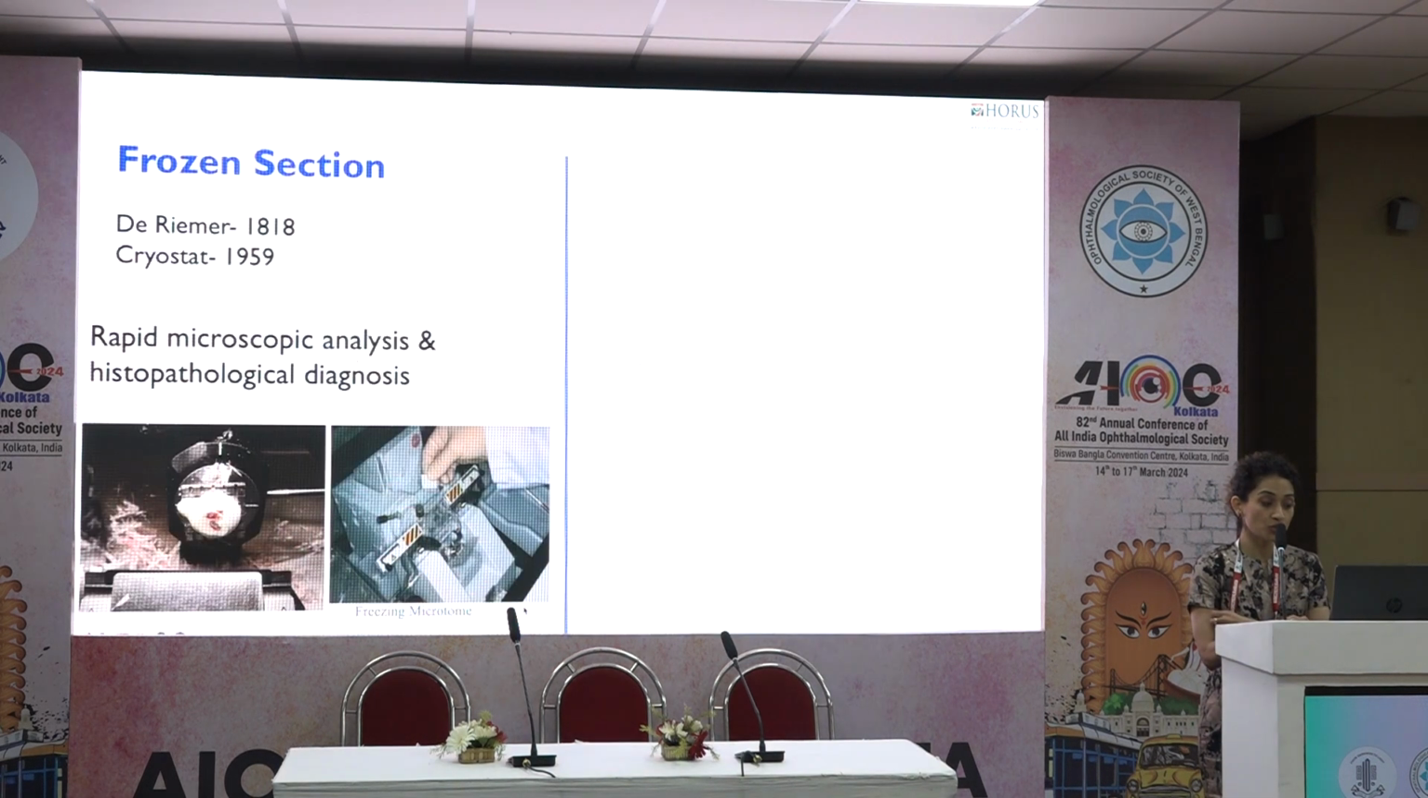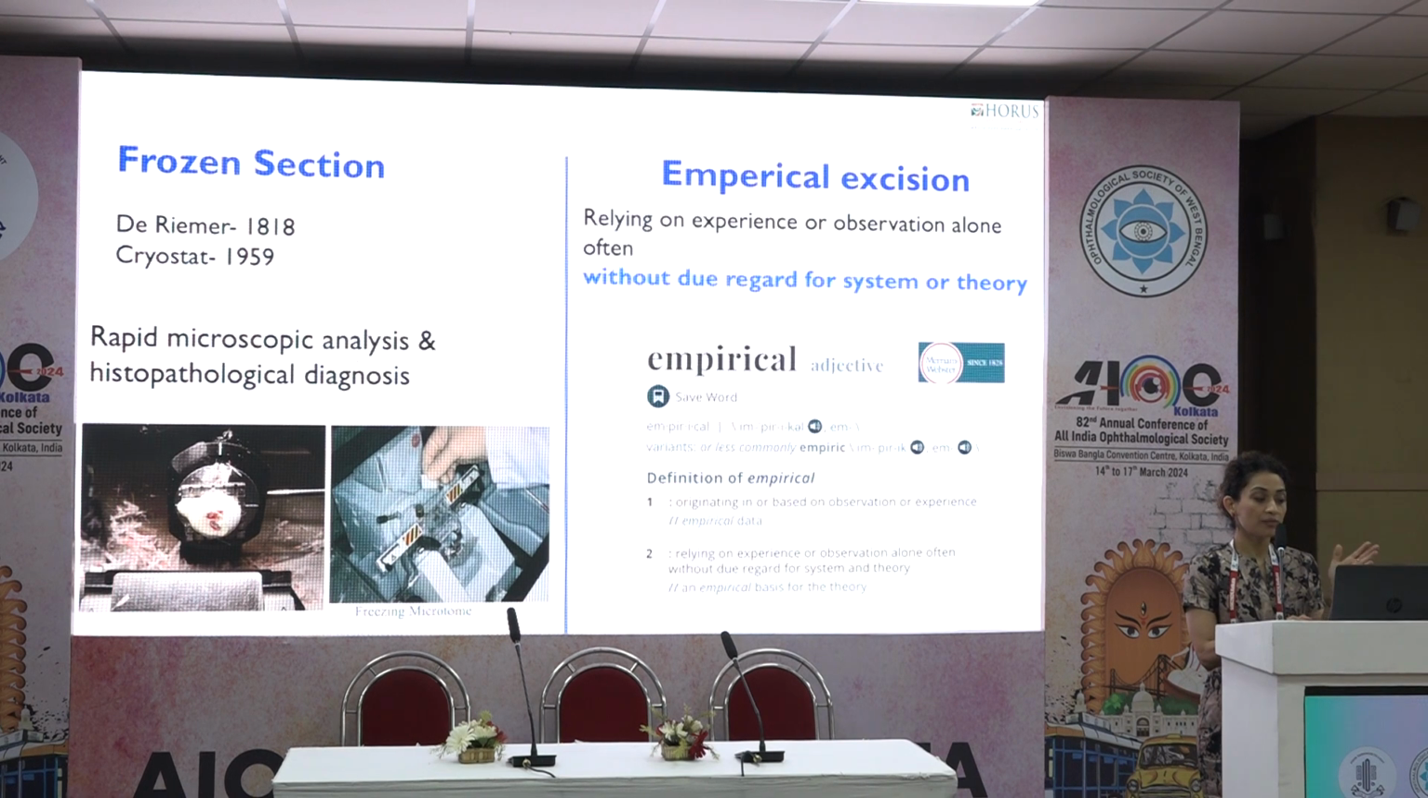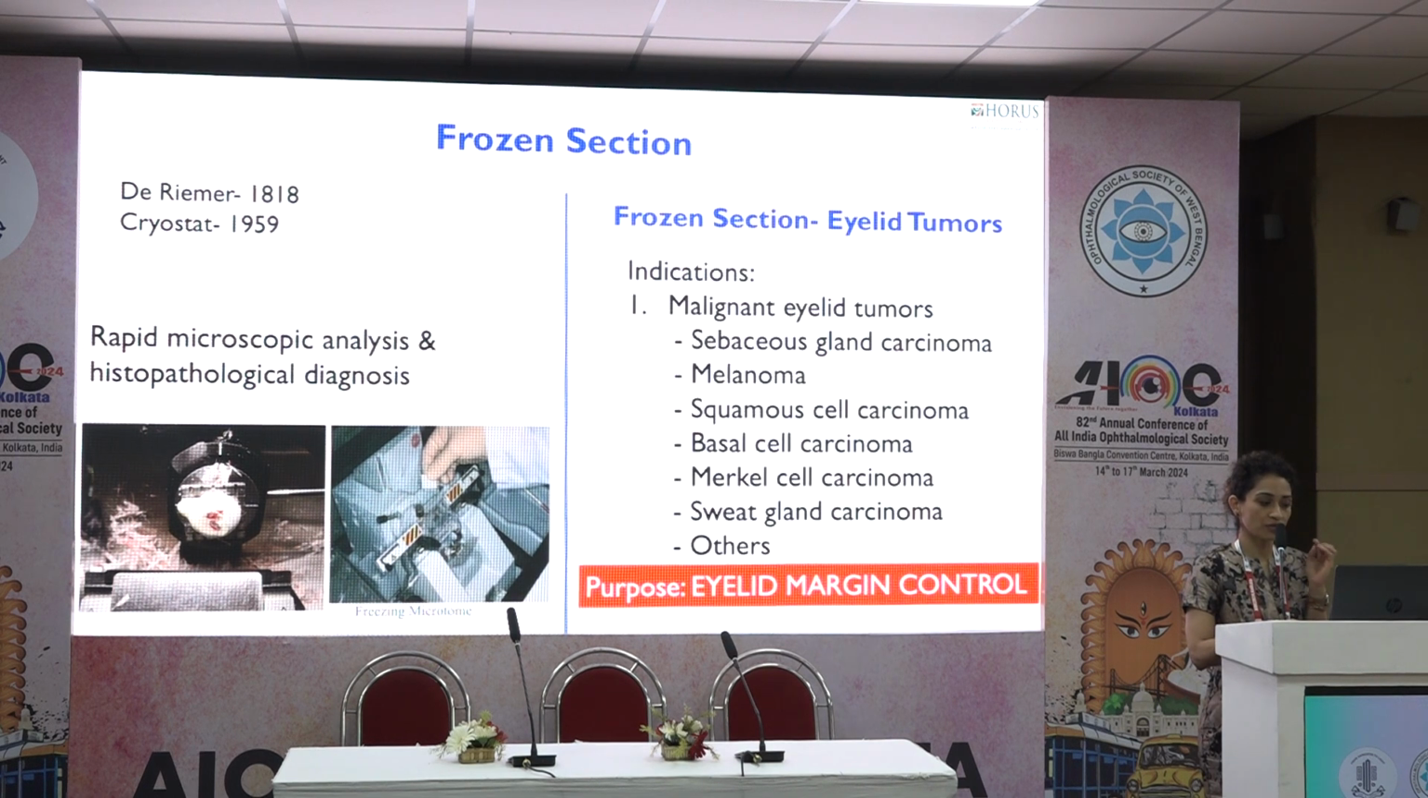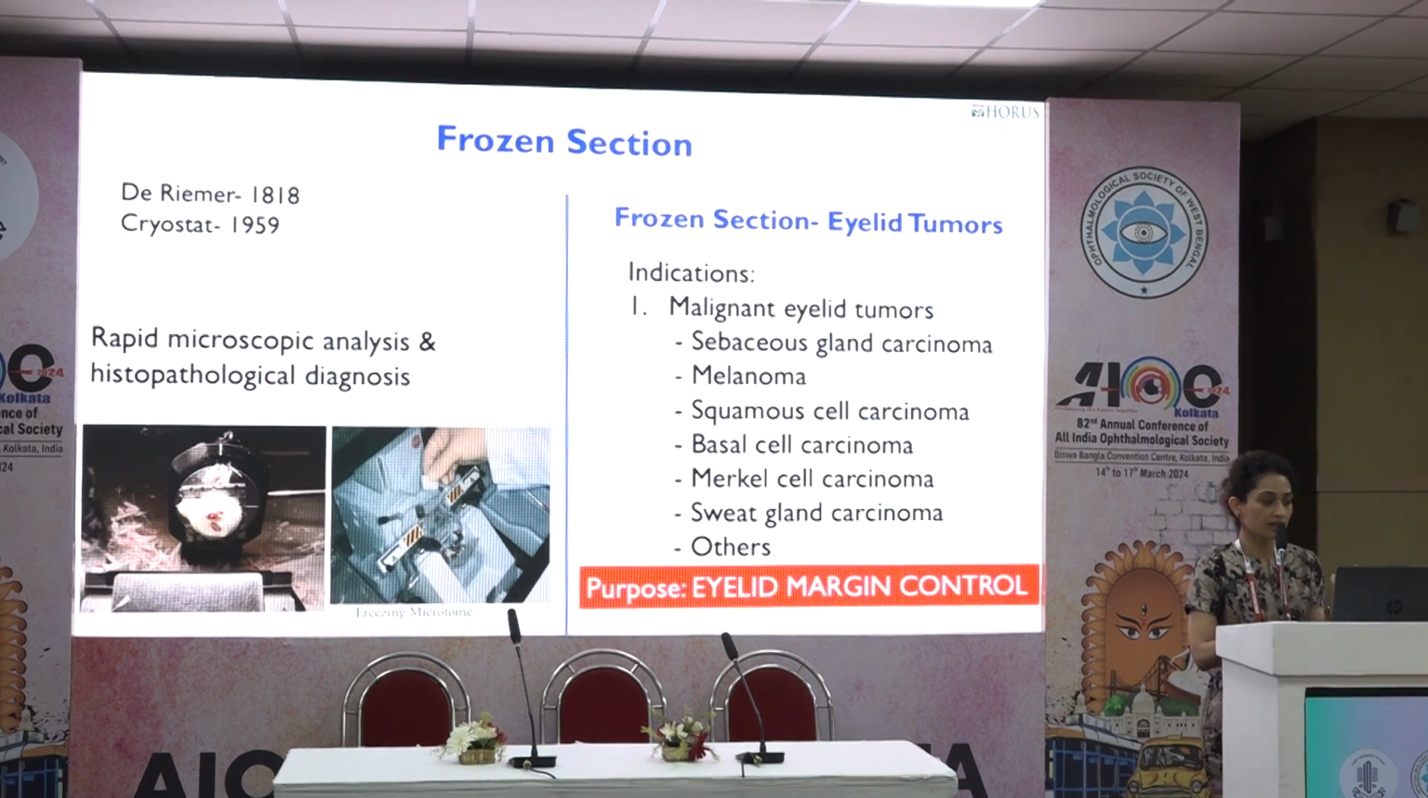So tissue is very important for us. The options that we have are frozen section or empirical excision. Now, some people say we don't have the facility, so how do we send it for frozen section? Let's do empirical excision, just clinically. So that's why I highlighted those 2 cases over there. So when you don't have a frozen section, these are the indications.